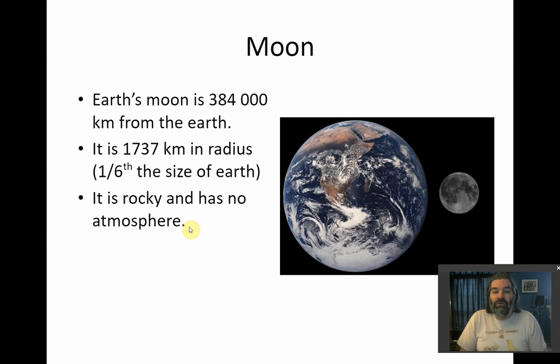Earth's moon is 384,000 kilometers from Earth. It's 1,737 kilometers in radius. It's about 1/6 the size of Earth. That's why you have 1/6 your gravity when you're on the moon. It's rocky and it has no atmosphere. One of the neat things about the moon is the astronauts' footprints are still there because there's no wind to blow them around. So the astronauts' footprints from when they walked on the moon are still there, which is kind of cool. This is the comparative size of Earth. Of course, it's not that close. It's actually well off the screen.